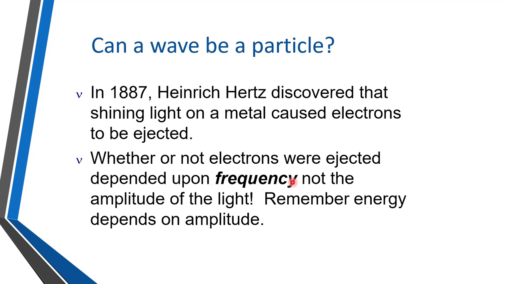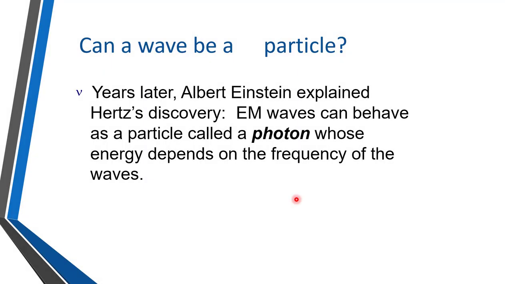Who discovered this wave phenomenon, or who discovered electromagnetic wave phenomena? In 1887, the scientist Hertz discovered that shining light on a metal caused electrons to be ejected. Whether or not electrons are ejected depends upon the frequency, not on the amplitude of the light. Remember, energy depends upon the amplitude, but when the electrons are emitted depends upon the frequency. So these things were discovered by the scientist Heinrich Hertz.